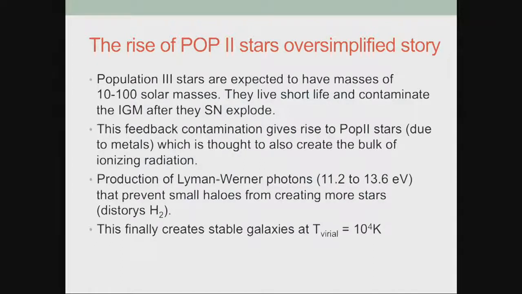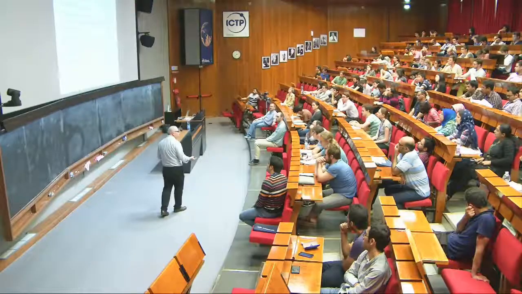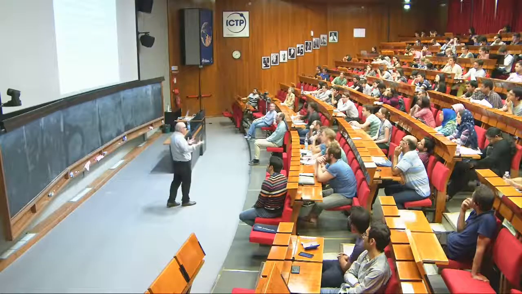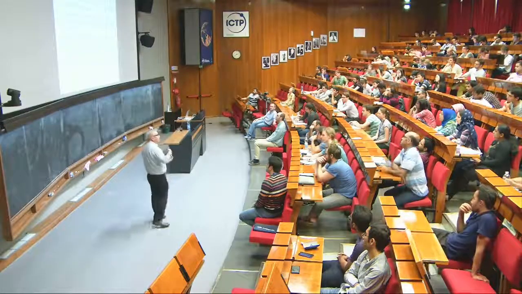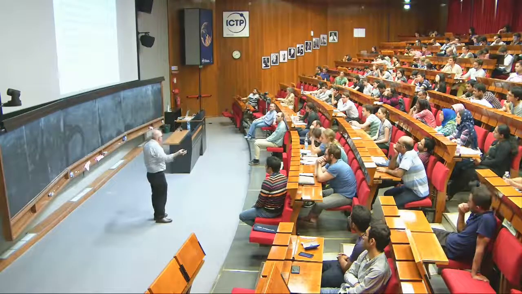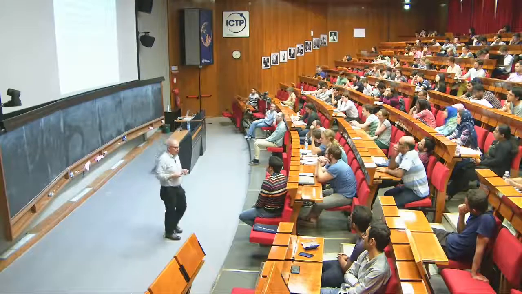The feedback and contamination gives rise to population 2 stars, because when they explode after a million years, in their centers they have produced new atoms now, right? New nuclei. And these are not helium and hydrogen anymore. You'll have more things like carbon and other things. And those are very easy to cool. And they form much, much smaller stars, the ones that we are used to. Okay? And those population 2 stars, which don't have too many metals, but they have metals, produce lots of UV. Their numbers are large, and the number of galaxies that they can form in is now much larger, because they don't have to form in the highest peaks, they can form in the lower peaks, and those can ionize the universe. So this is the picture we have.